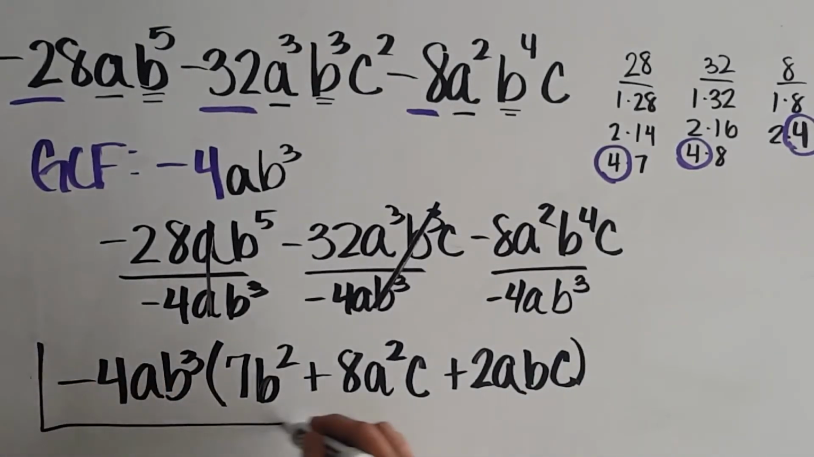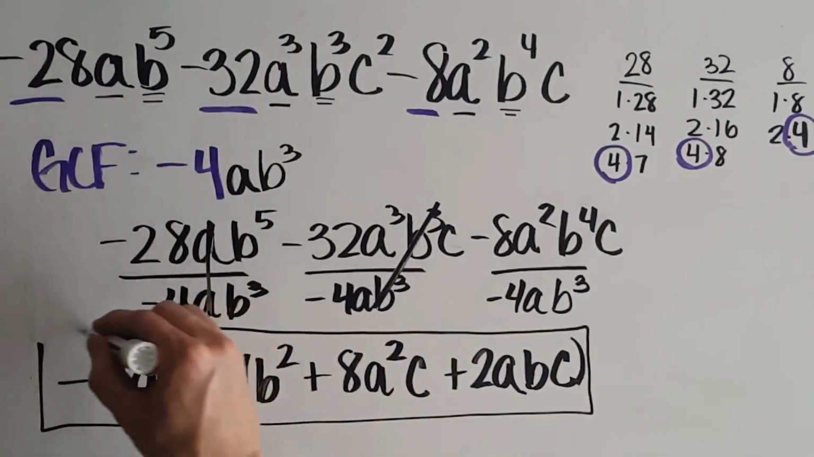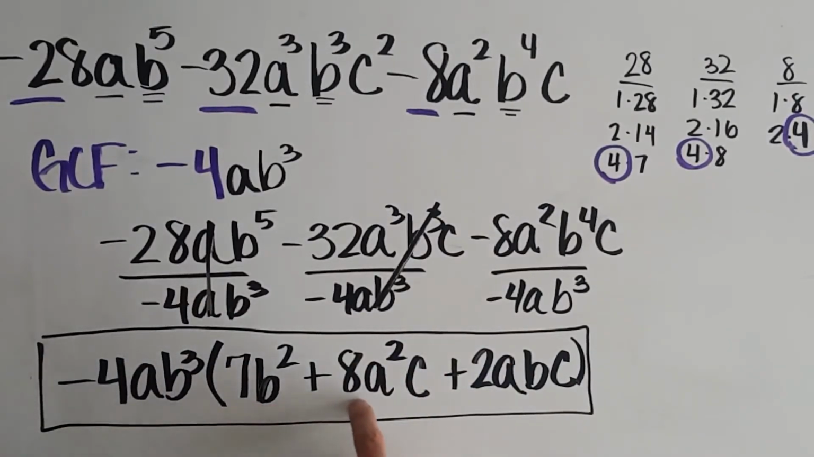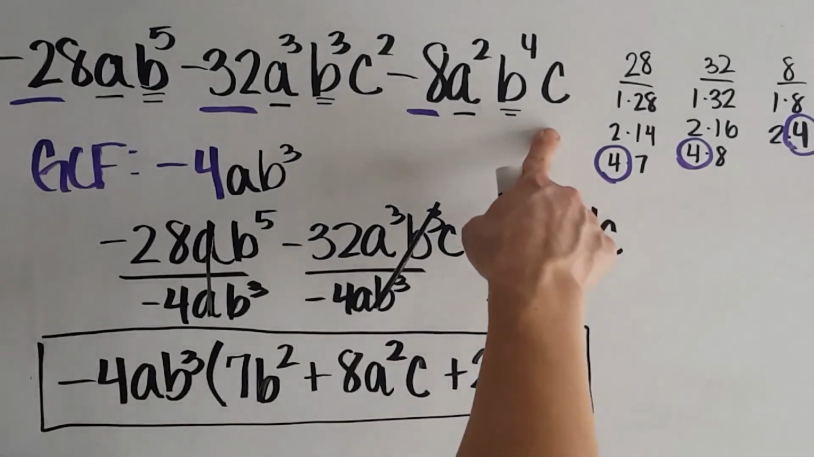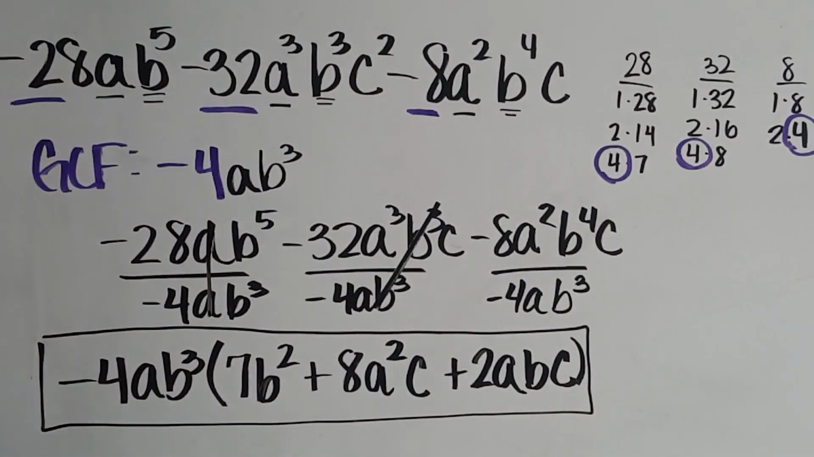So this would be our final answer, and we can check to see that there's nothing left in common. I don't have any 2, 8 and 7 aren't divisible by the same thing. I have b squared, no b's, and a b, so we know we're good there. No c's and no a's, so we know we're good there. So we can check our answer by distributing this out to see if we get back to the original. But that's basically it.